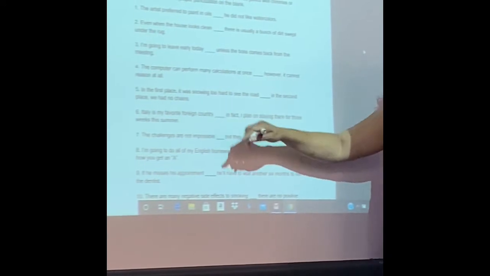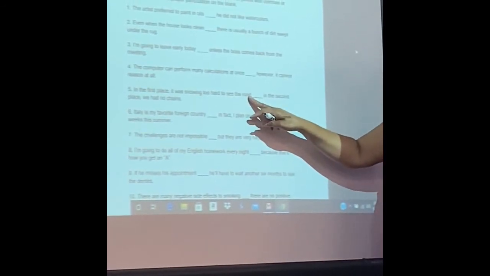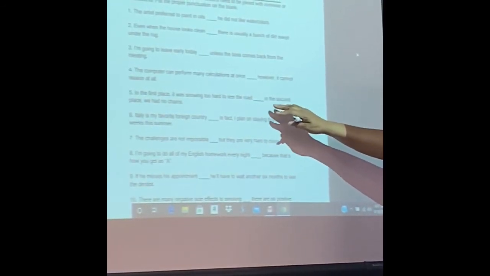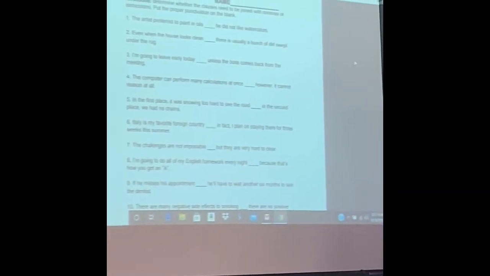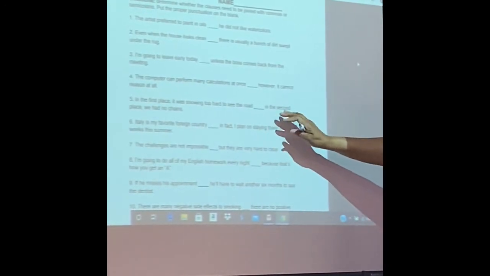Very good. Number 5. In the first place, it was snowing too hard to see the, what is this word? Room. And then we're going to put a comma or semicolon. In the second place, we had no chains. What was the last part? Can you not see? No, I can't.